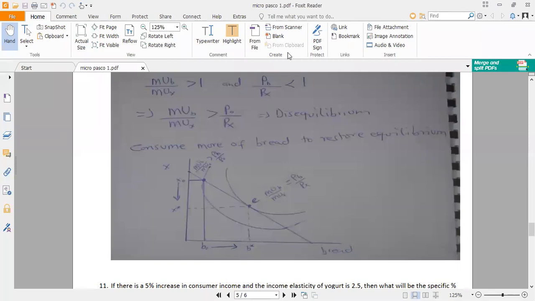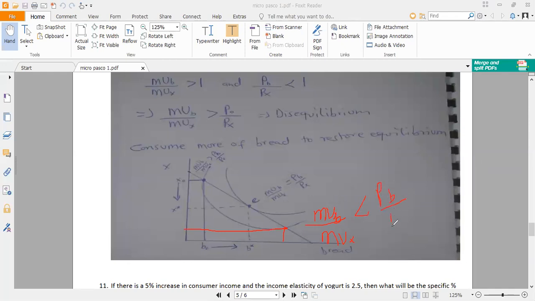Okay. Just assuming that the person is consuming this bundle, okay? Now, you see that he's consuming too much of bread. And if you consume too much of a good, the marginal utility is very low. So this is the marginal utility of bread. And then you are consuming so little of good X. So the marginal utility of good X will be very high, which means that MUB over MUX will be less than the ratio of the prices.